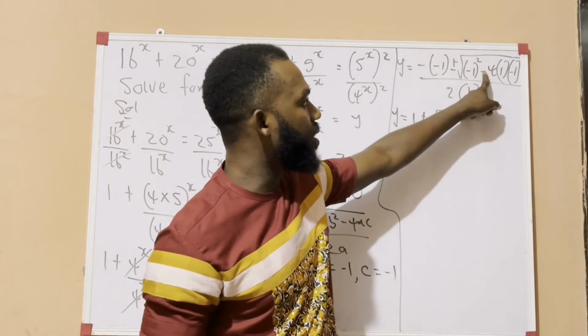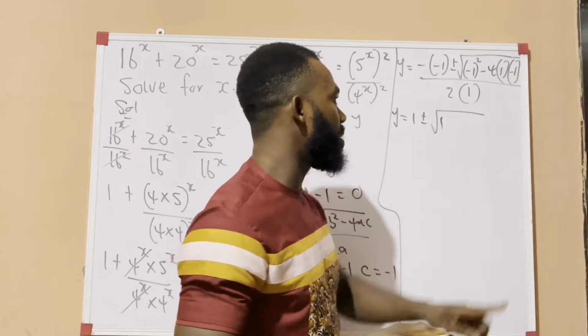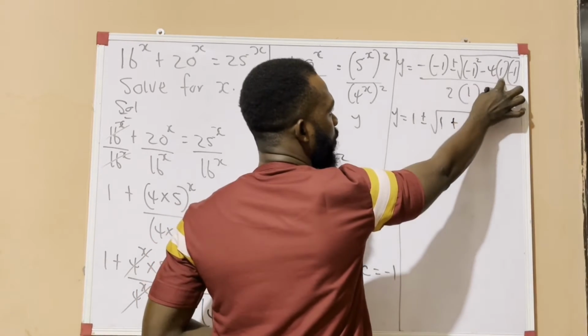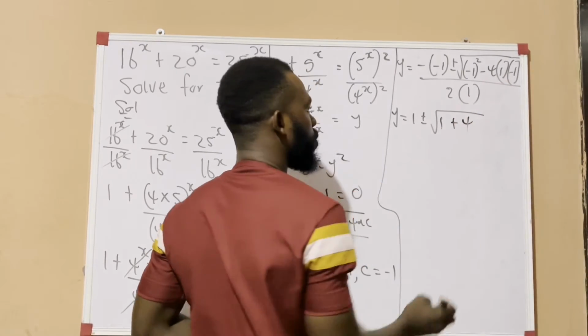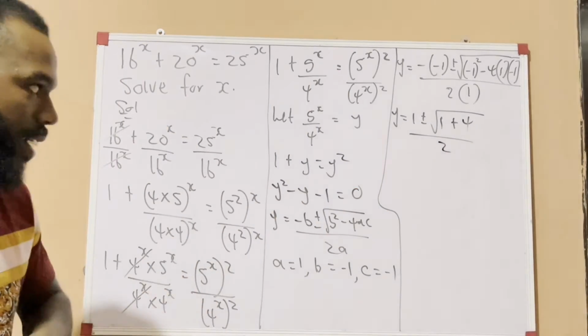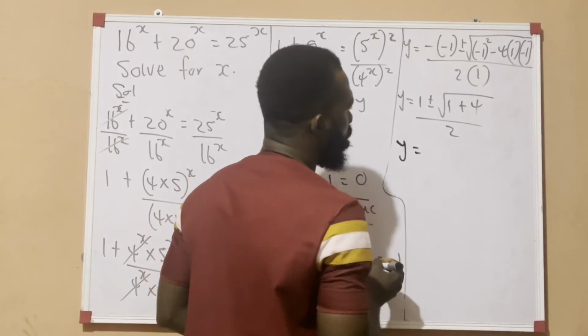Now I have a negative sign and I also have a negative sign inside the bracket, so negative times negative gives us a positive sign. Of course, 4 times 1 is 4, and 4 times 1 is also 4, all over 2 times 1, which gives us 2. If we do this, we are going to have something like y is equal to.